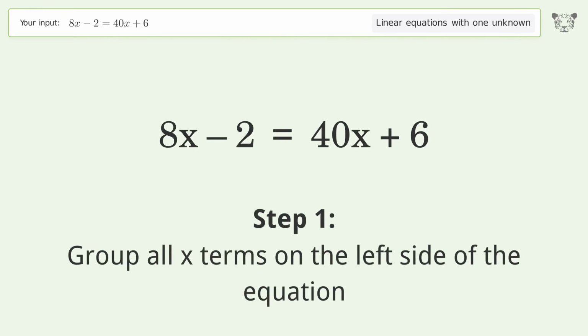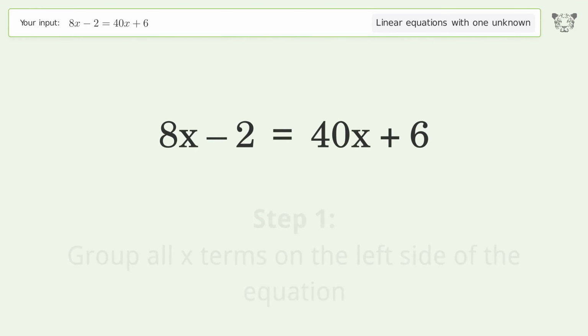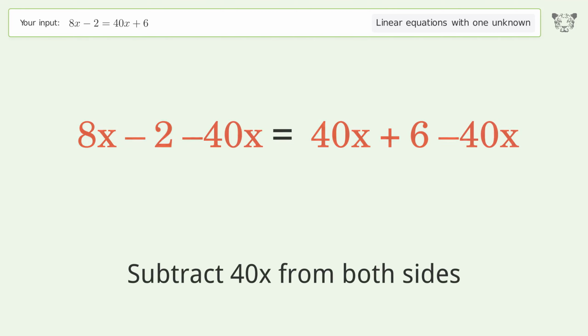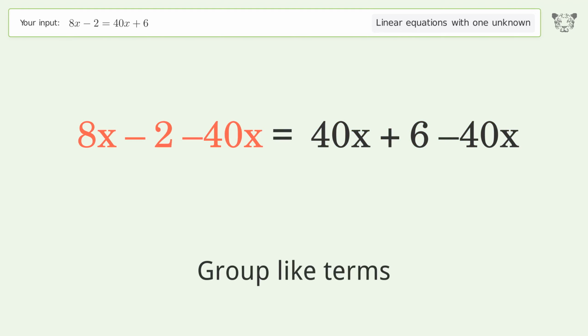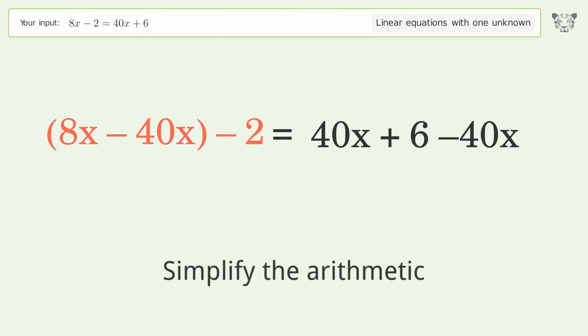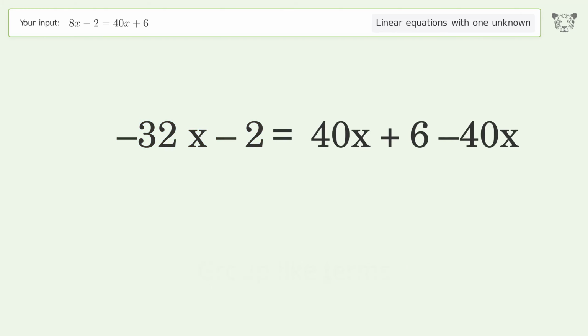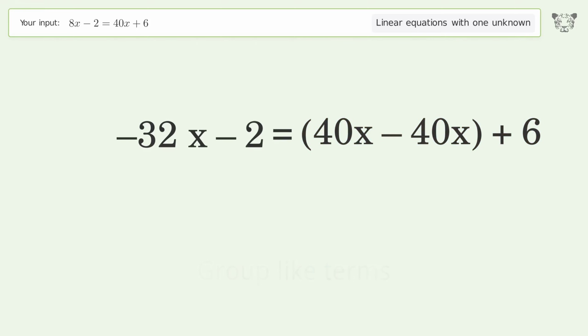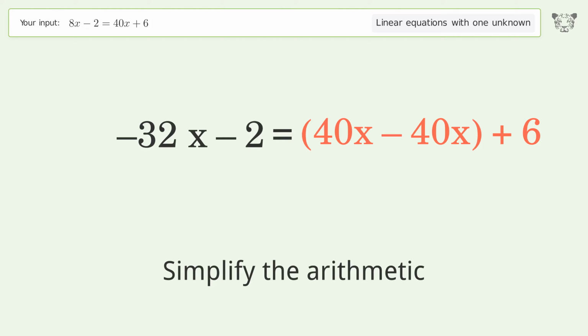Group all x terms on the left side of the equation. Subtract 40x from both sides. Group like terms. Simplify the arithmetic. Group like terms. Simplify the arithmetic.